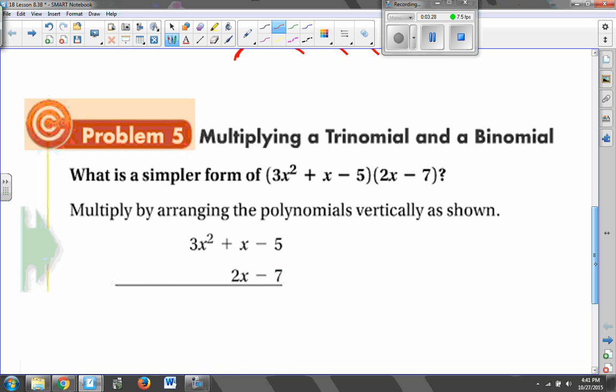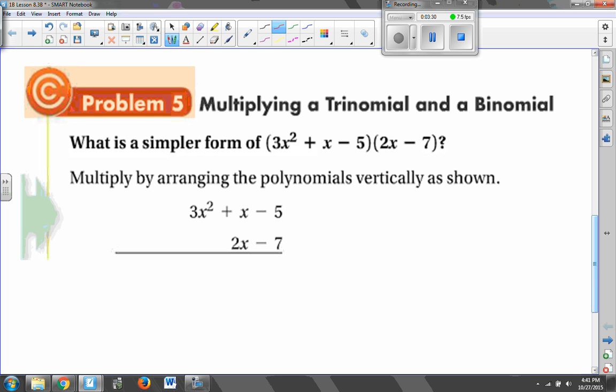All right. So we're going to be asked here to multiply and simplify these two quantities, 3x squared plus x minus 5 multiplied by the quantity 2x minus 7. Okay. Now, in order to multiply these, I'm going to stack them vertically in the same way we did when we were adding and subtracting.